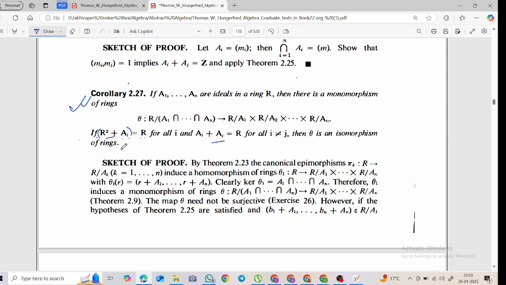One thing, are they trying to say that Ai is idempotent?